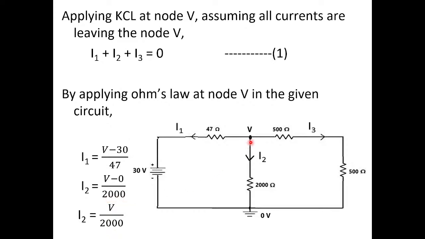So why V minus 0? Current I2 starts from V and ends at 0 volts, in this branch. So it is the potential difference across the element, which is the 2000 ohms. So V minus 0 by 2000, which means V by 2000. So I2 is V by 2000, and I1 is V minus 30 by 47. Now let us determine I3.